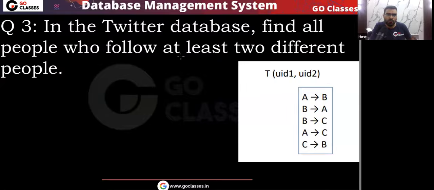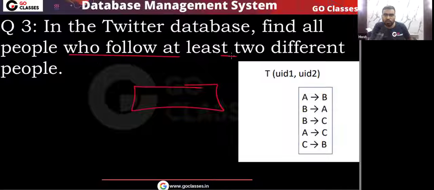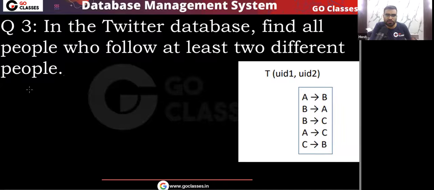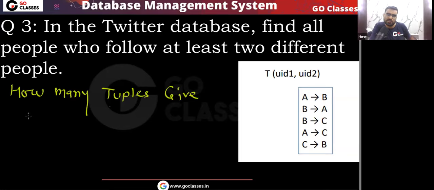Find all people who follow at least two different people. Those people who follow at least two different people. Please tell me, from a single tuple, can you find those people? Can a single tuple give you this information? Tell me, how many tuples do you need to see? How many tuples give this information?